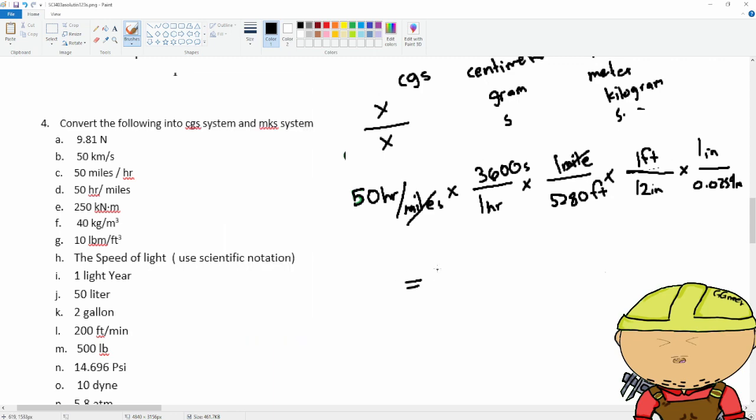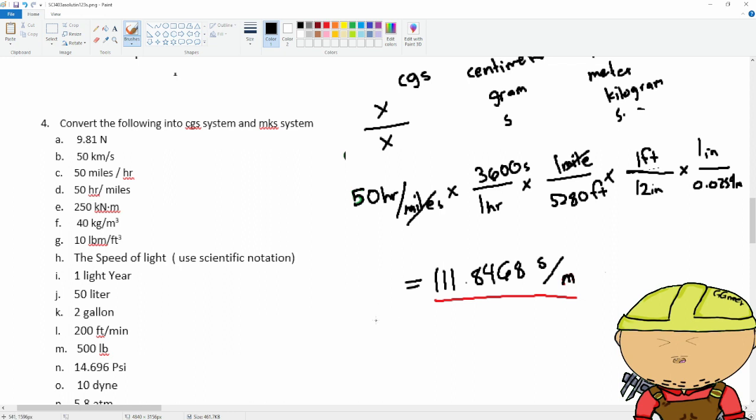So that's 111.8468 seconds per meter. This will be not miles, but meters. And that will be our MKS.